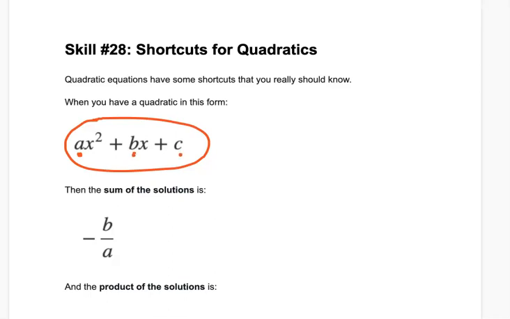So the first and probably the most important shortcut is that if they give you a quadratic in this form, or even in another form, then the sum of the solutions, meaning if you factored it and added up the solutions that you got from factoring, would equal negative b over a. So even if it's in another form, if you can put it into this form and then just get negative b over a, you get the sum of the solutions.